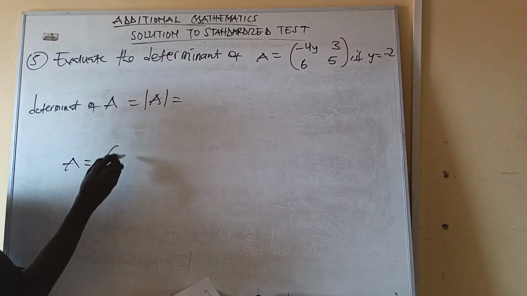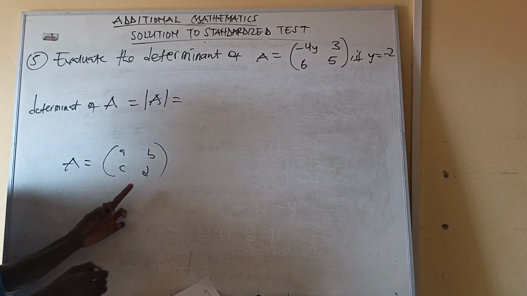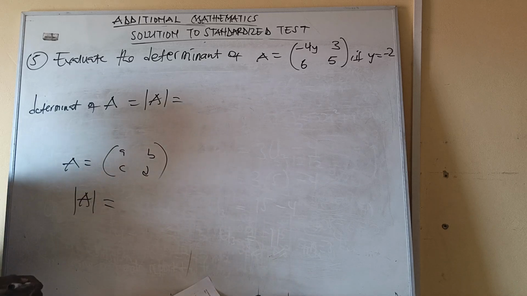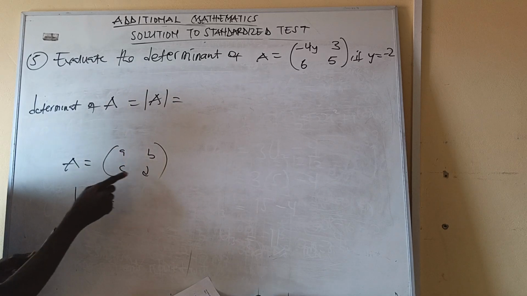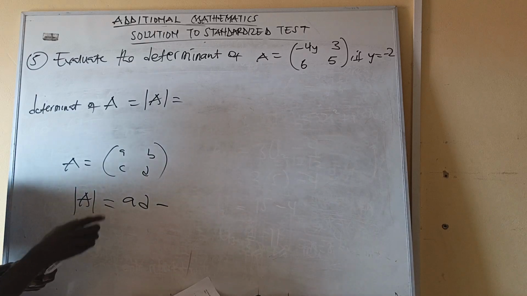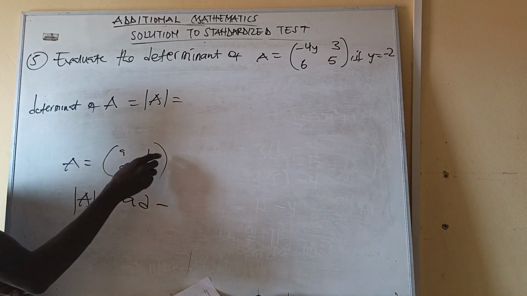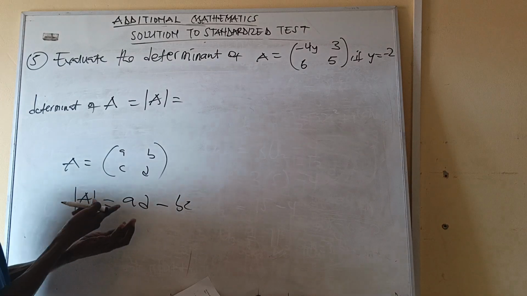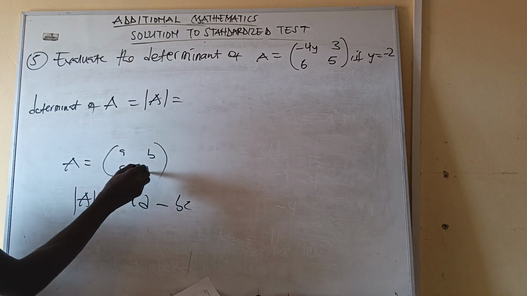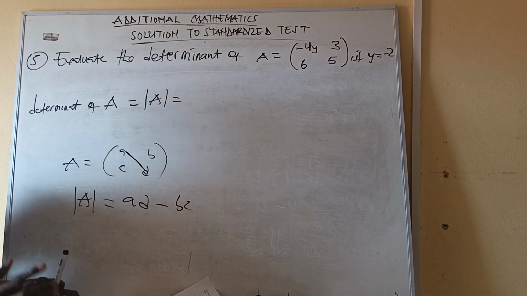Now, example, if I have A to be a, b, c, and then d. If I want to find the determinant of this one, you multiply the diagonals. That is a times d. You multiply this and this. a times d will give us ad. Minus, you multiply the non-diagonals. c times b will give us bc. Now, this is how we find the determinant. That is all. This one is called the leading diagonal. And this one is called the non-diagonal.